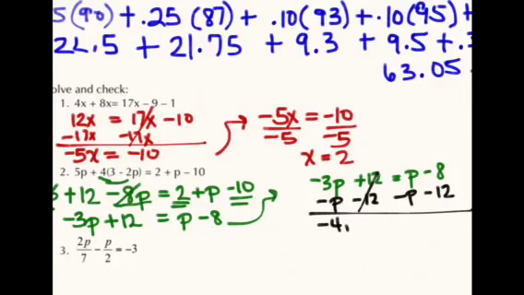Cancel, negative 4p equals, these cancel, negative 20. So p will equal, divide both sides by negative 4, p will equal positive 5.